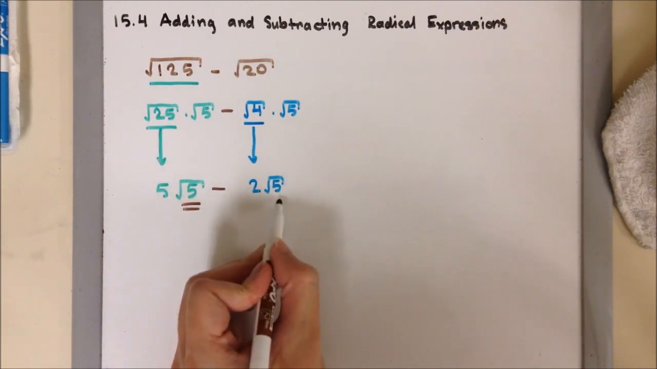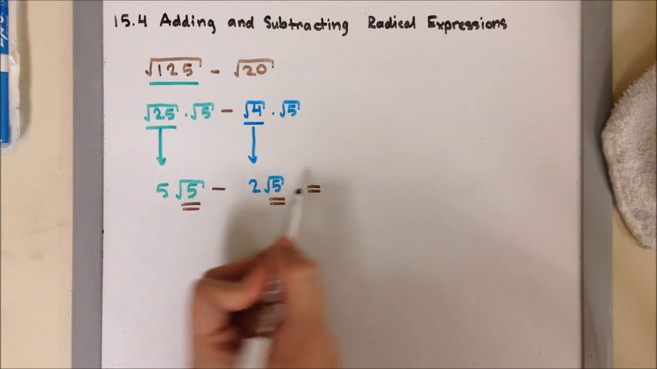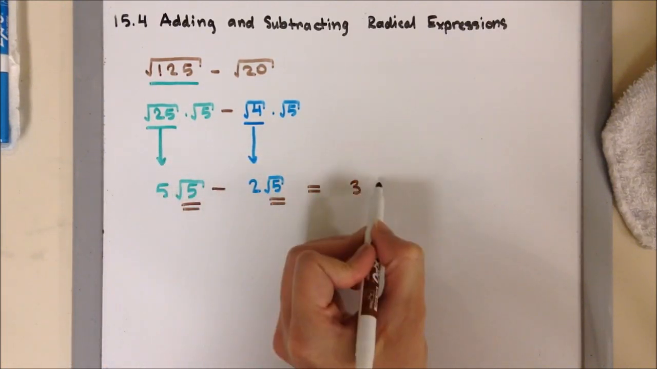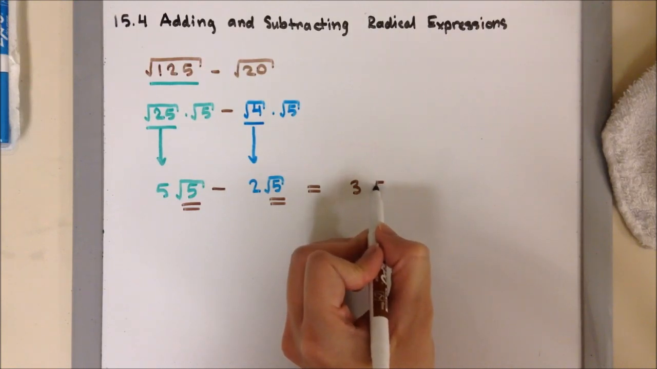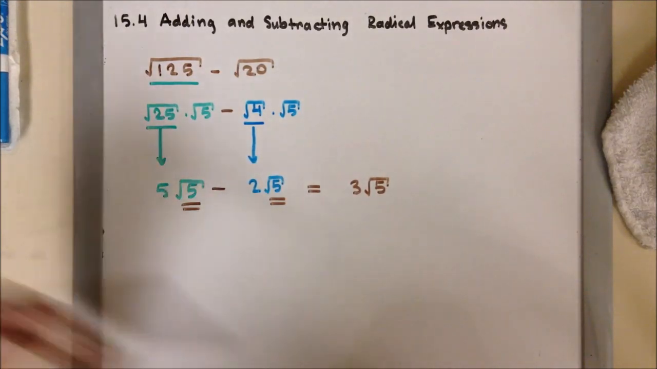From there, I notice that both of my radical expressions now have square root of 5, so that means that I can combine them like terms. So I'm going to do 5 minus 2, which is 3, and then carry my square root of 5 into my final answer. So my final answer is 3 square root of 5.